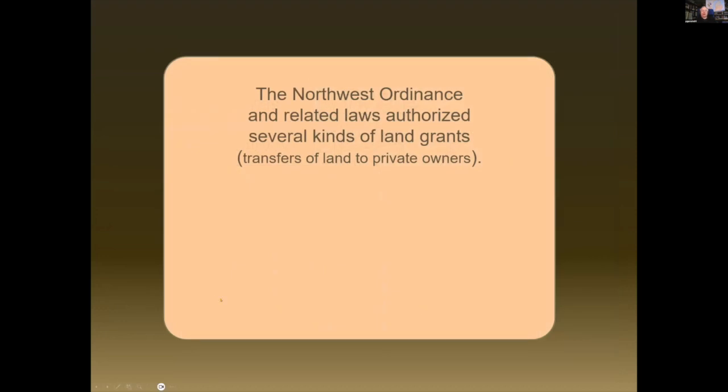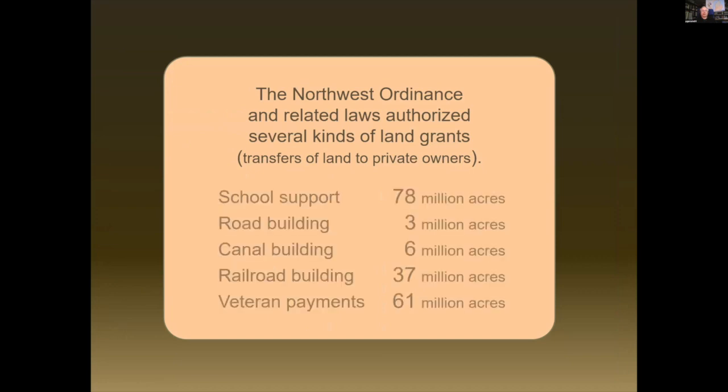And that is it authorized a number of different kinds of land grants, direct transfers of land to private owners. You know that 2 out of every 36 sections in a township, 1/18 of the township, was set aside to support the local schools. That turned out to be 78 million acres of land. Road building, there were some very specific grants for things like the National Road going west from Washington, D.C.